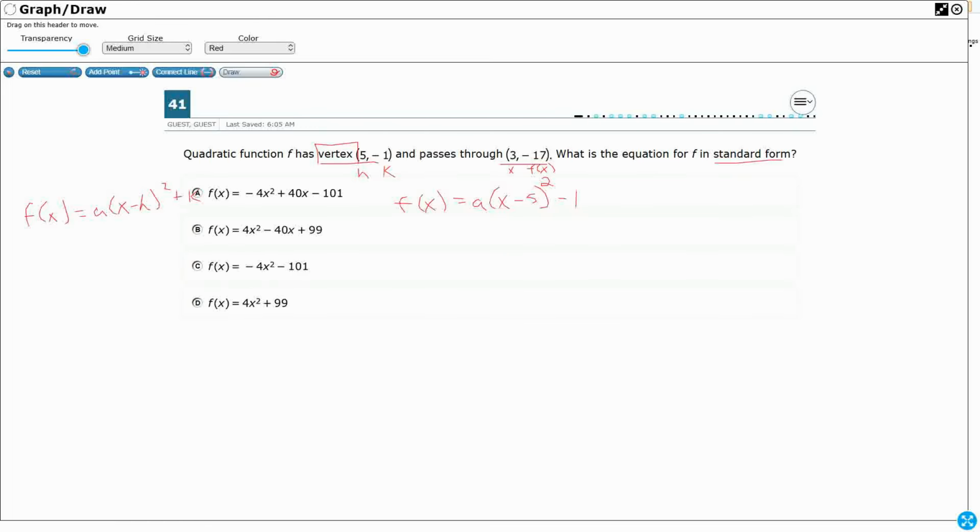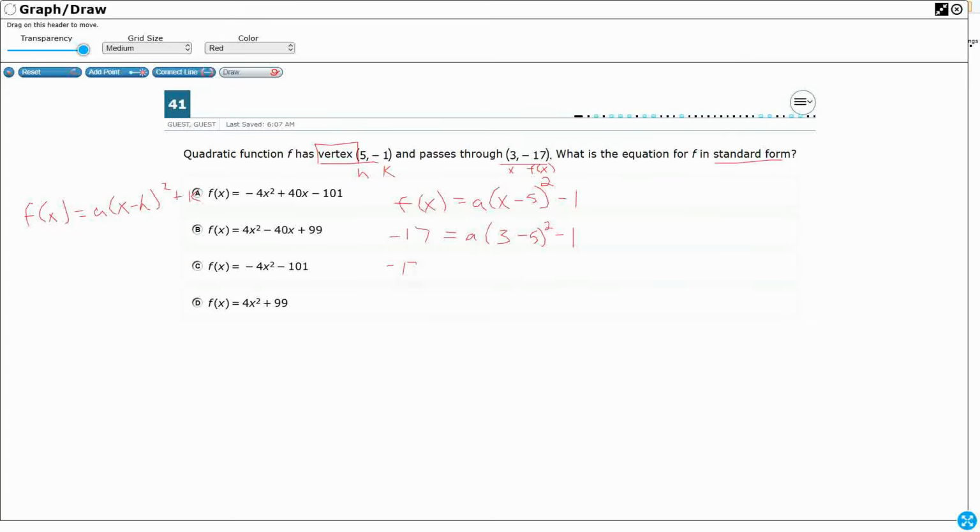And so I'm going to substitute in my negative 17 for my f of x. I'm going to substitute in my 3 for my x. And now I've got everything except for the a. We need to know what the a is because we need to know if there's any vertical stretch or any compression. So we had to get rid of all the other variables. All right, so now we can simplify.